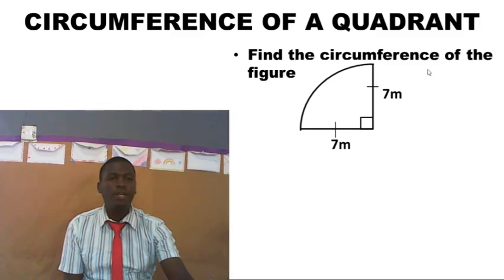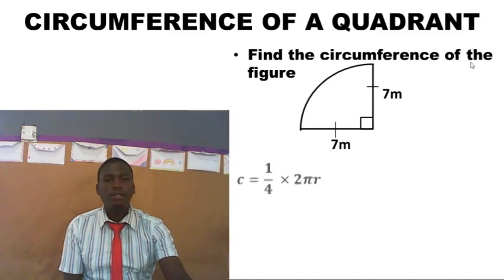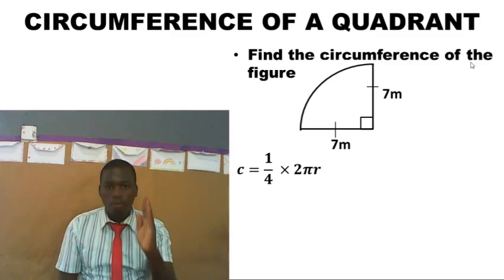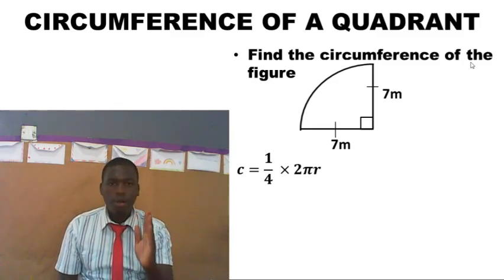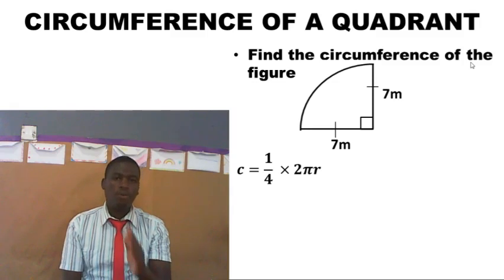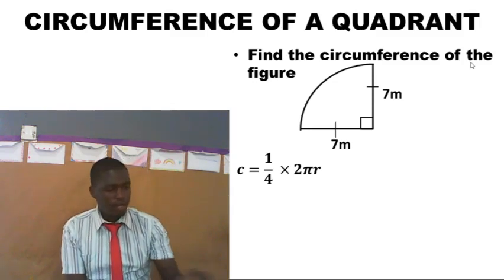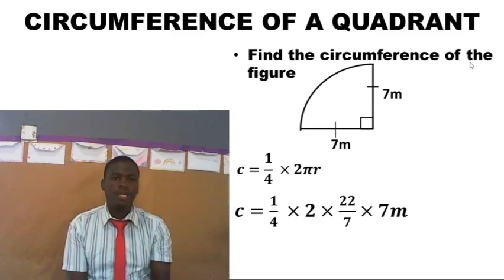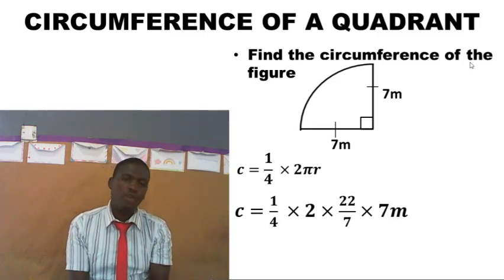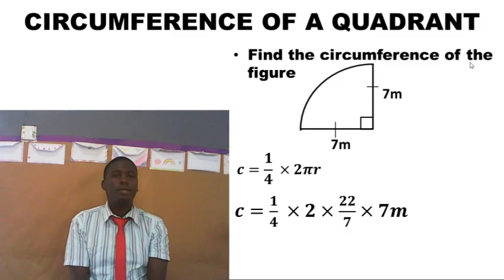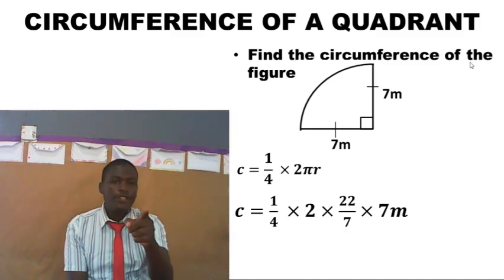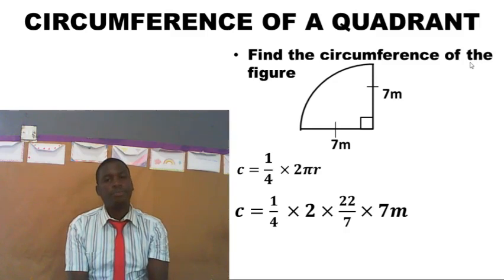Basing on how we got our formula there, what are we going to say? Circumference is equal to a quarter times 2 pi r. Let us substitute. Yes, a quarter times 2 times 22 out of 7 times 7 meters. The unit there is meters.